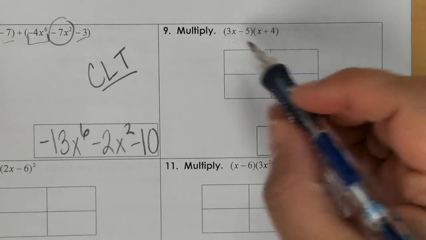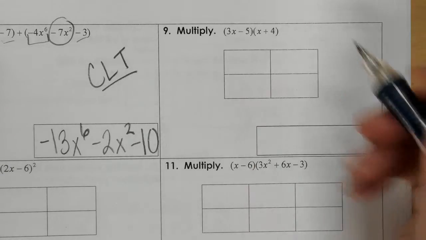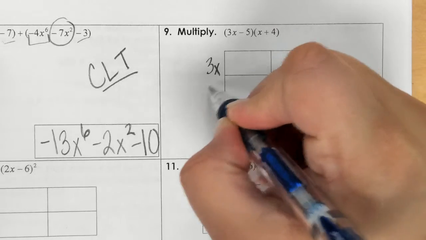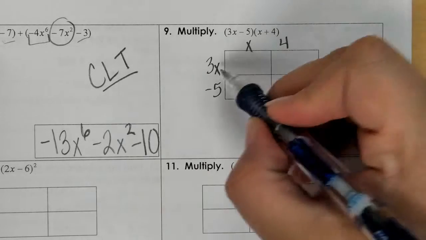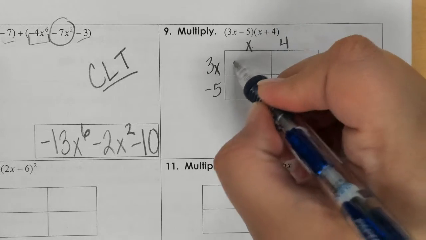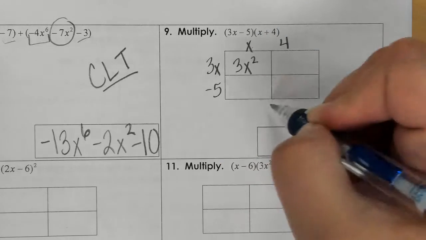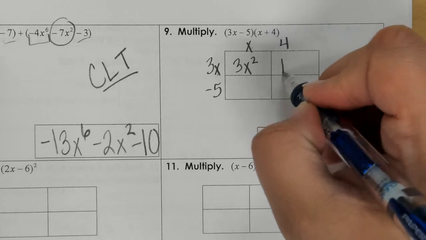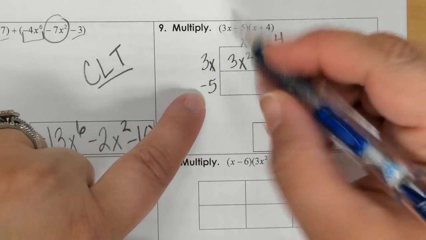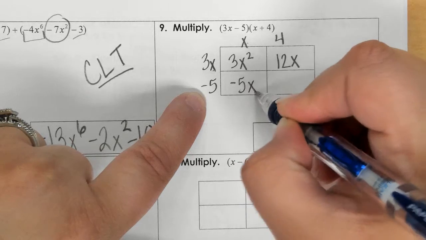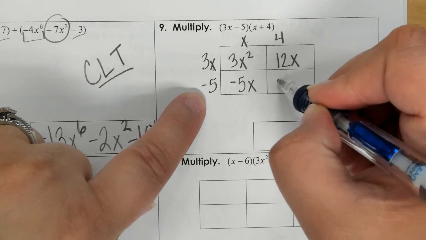For number 9, I need to put the 3x minus 5 on the side and the x plus 4 at the top. 3x times x is 3x squared. 3x times 4 is 12x. Negative 5 times x just comes together as negative 5x. And negative 5 times 4 is negative 20.